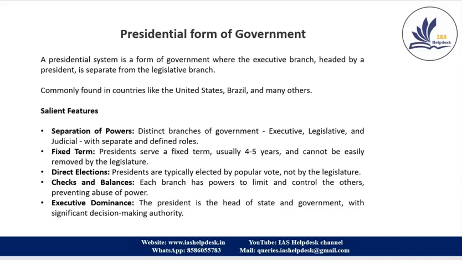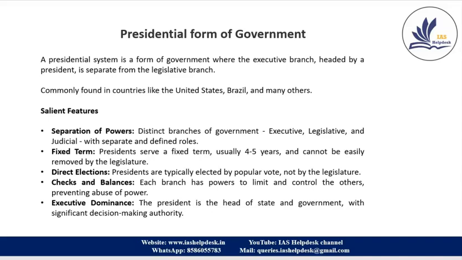So also the key feature that I want to highlight here is executive is not responsible to the legislature. Okay, so let's see the salient features here in detail. The first is there is a clear separation of powers, as I said. So there are distinct branches of government, executive, legislature, and judicial, with separate and defined roles. So there is no overlapping and there is no dependency.